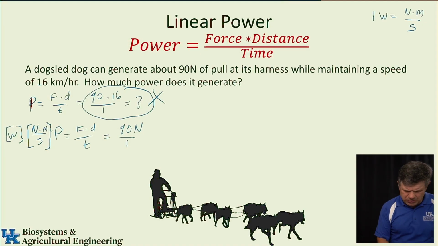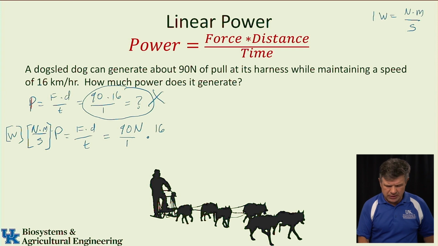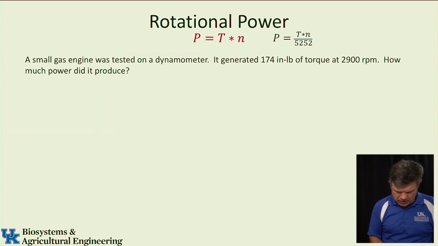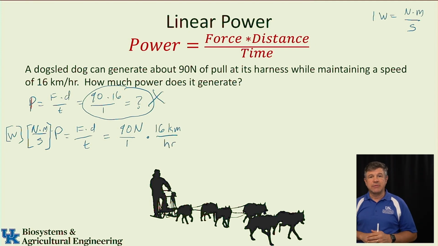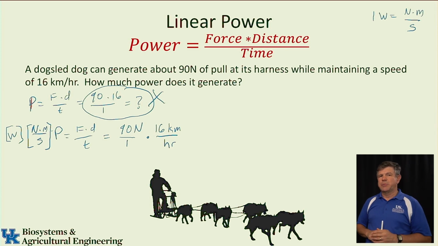So I'm going to multiply that. So that's force times this distance per time. My distance is what? 16 kilometers. So I'm going to make this 16 km, kilometers per hour. So the hour goes in the denominator. So I have 16 kilometers per hour.